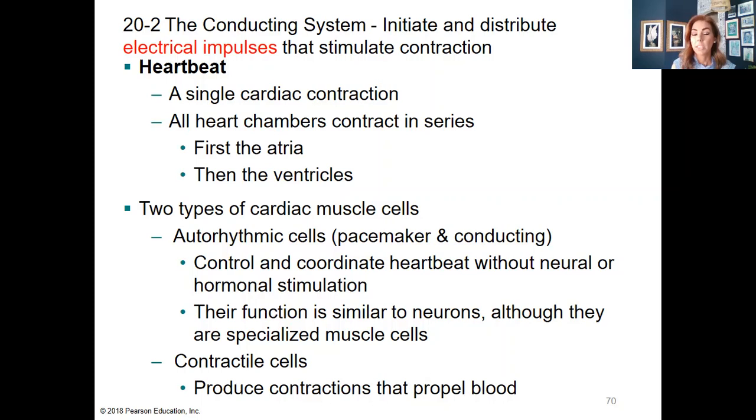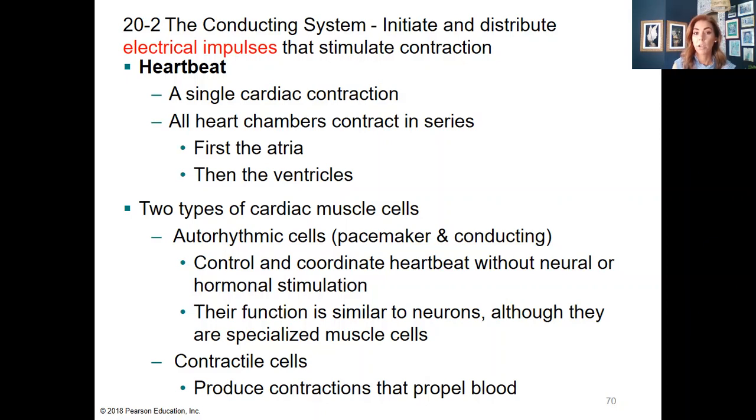Whenever you look at the word contractile, keep in mind that the contractile cells are the ones, as the name implies, that will produce contractions. And this is actually the cell type that you learned about in 2401 whenever we went through the different types of muscles: the cardiac, the smooth, the skeletal muscle. When you looked at cardiac muscle, you saw the intercalated disc and you knew that that was one of the things that separated it from other types of muscles. So the contractile cells are what you're already familiar with, but you're not necessarily familiar with the autorhythmic cells.